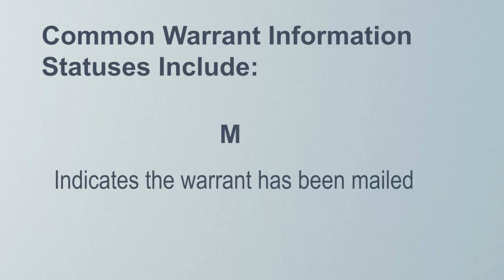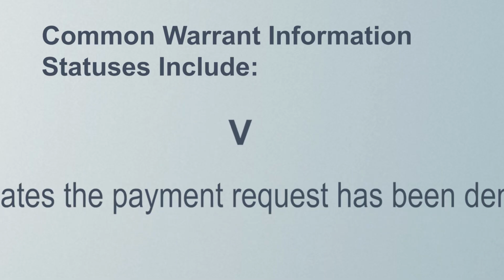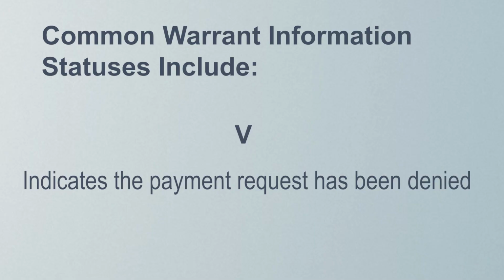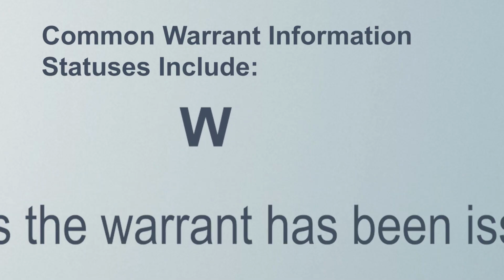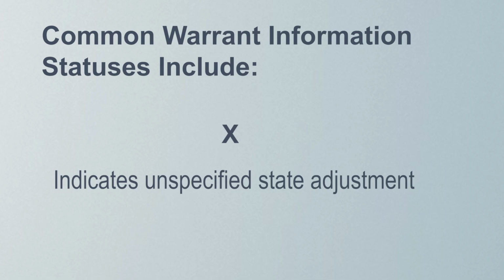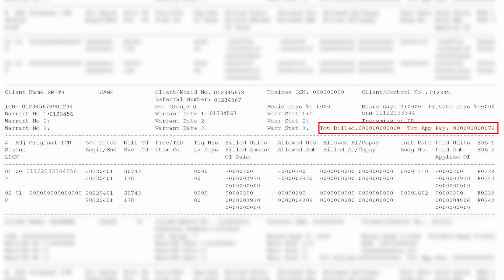M indicates the warrant has been mailed. R indicates received from provider. V indicates the payment request has been denied. W indicates the warrant has been issued. X indicates unspecified state adjustment. Z indicates the Department of Human Services, or DHS, paid 0 for the document locator number, or DLN. The total billed amount and total amount paid are shown. Keep in mind that the last 2 digits represent the cents paid.